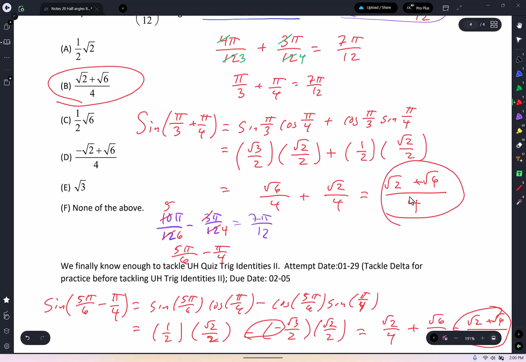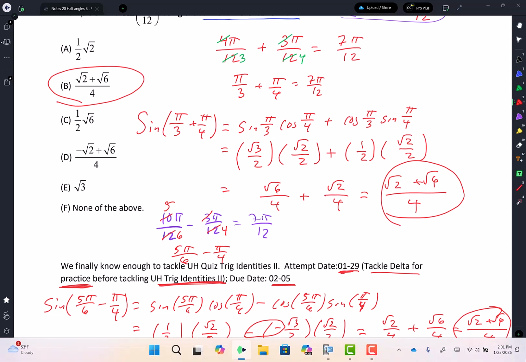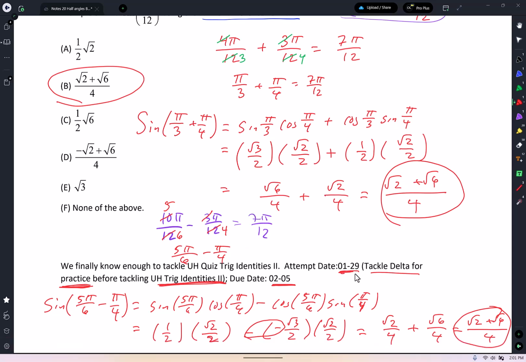All right, guys. So here it is. Here's what's due. I know it looks like the Delta isn't due because it says the word practice. I shouldn't have put that word in there. It's due, it's a grade. So do the Delta Math first so you can practice with your arithmetic. The Delta Math questions are easier. And then once you've practiced with the arithmetic, work on UH, trig identities 2. Notice that the due date is February 5th. So you have a week and a day, or a week and 2 days. And the attempt date is tomorrow. You've got to attempt it by tomorrow. So you've got plenty of time.